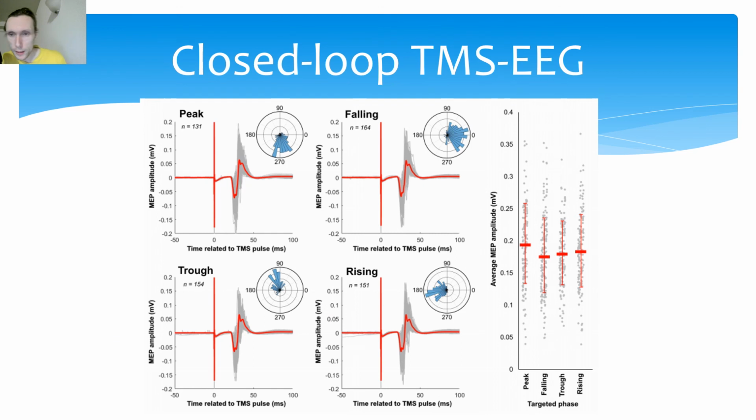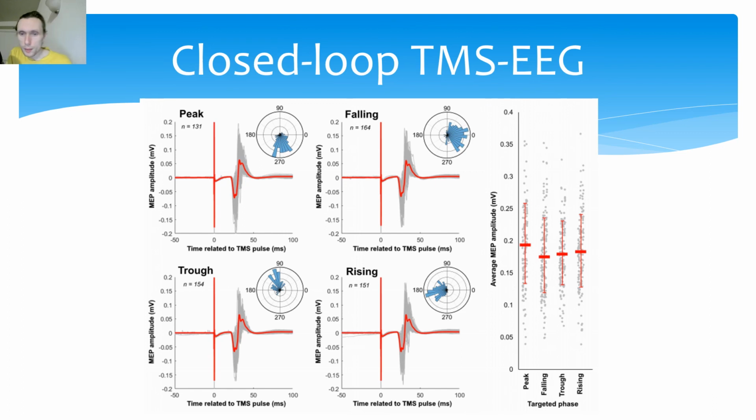And we have done it, and actually it's an ongoing study, and these are just some preliminary data, so this is not published yet. But we were able to actually hit the different phases of the alpha activity, or the mu rhythm in the motor cortex. The mu rhythm is basically the alpha activity related to the motor cortex, and that is important for inducing a movement. So we stimulated at the peak, at the falling phase, so that is when the oscillation goes down, at the trough, and at the rising phase when the signal goes up again.